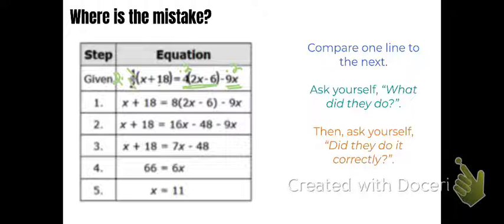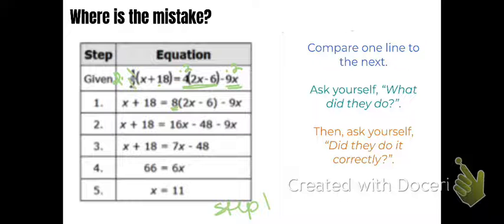Did they do that? Well, the first term they did multiply by 2. 2 times 4 is 8. That's good. But they forgot to multiply this 9x by 2. That should be 18x. So the mistake in this case is in step 1.